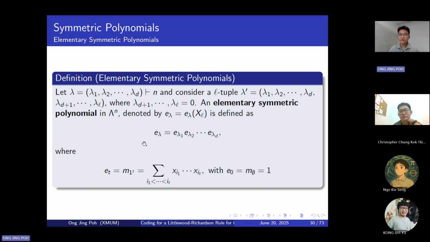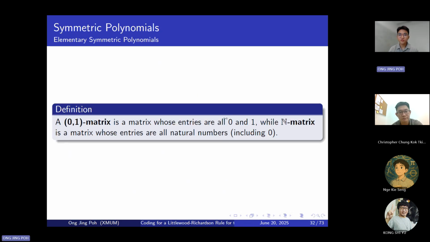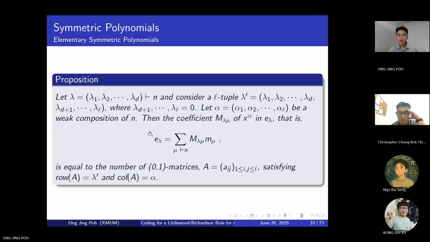And next, the second type of symmetric polynomial is the elementary symmetric polynomial, and its definition is shown in this slide. And here we define the row sum vector and column sum vector like this. And we define a 0,1 matrix as a matrix whose entries are all 0 or 1, and an N-matrix as a matrix whose entries are all natural numbers including 0. And then we have the proposition here.